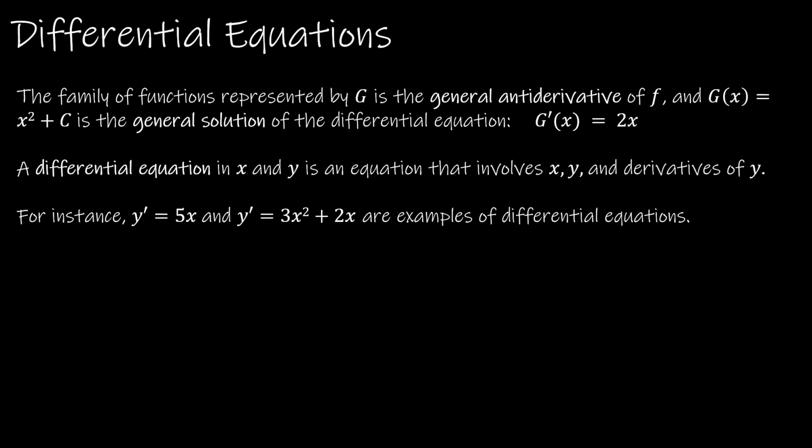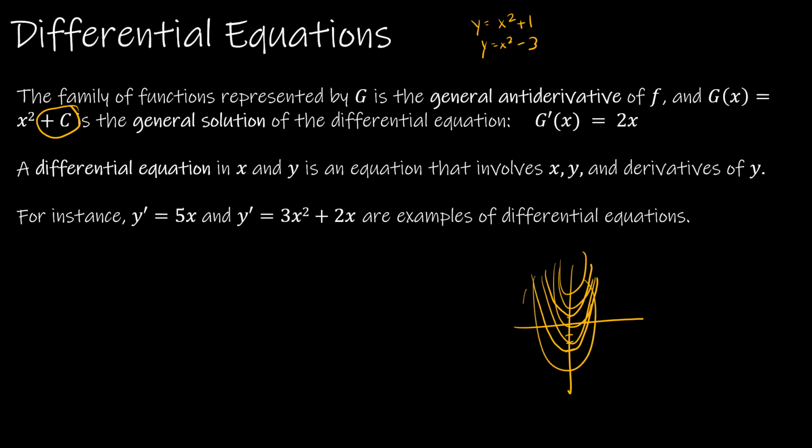Essentially, what this does is create a family of functions, where the whole family is determined by the value of C. So y equals x squared plus 1, y equals x squared minus 3, and so on. We have an entire family of functions. If we were to graph those, I would have x squared plus 1, which would look something like this, and x squared minus 3, which would look something like this. We would end up with an entire graph full of the same function, but shifted upward or downward.